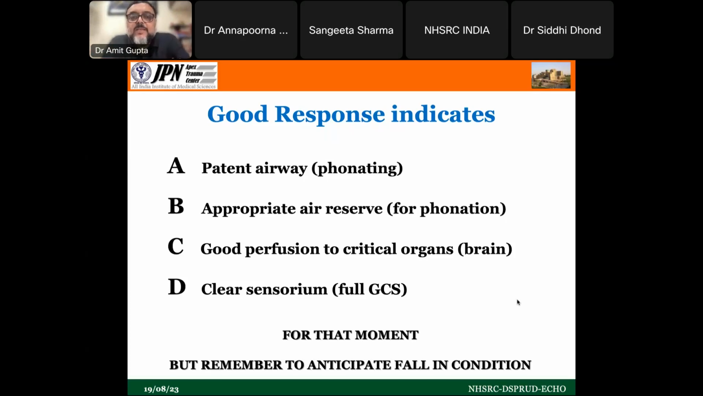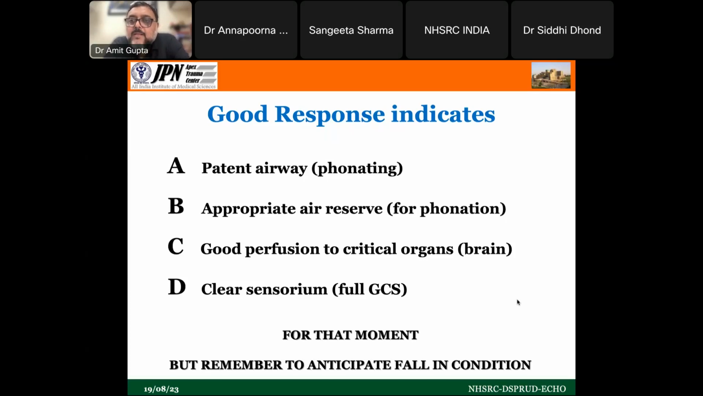C means he has got good perfusion to his brain, because that's the thing which goes first in hypoxia. So the patient becomes combative, he becomes abusive, he becomes agitated. These are the first signs of hypoxia or circulatory failure in a patient of trauma. So if he is talking normally, probably his circulation to brain is fine. And he also has a clear sensorium. That means he doesn't have any significant head injury for that moment.